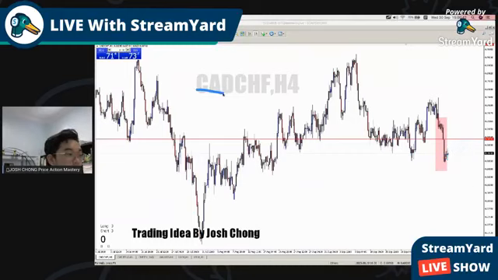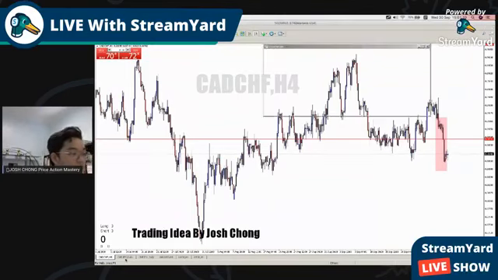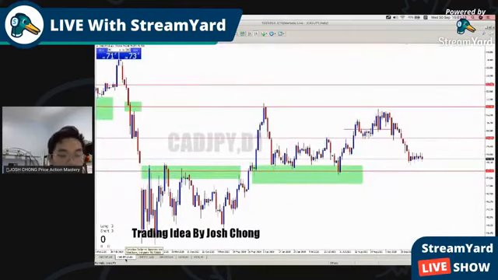So if CAD drops, every pair that is correlated with CAD will be strengthened. Let's say Euro CAD, Euro at the front and CAD at the behind. So if CAD weak, Euro will go up. So this is what we call correlation. This will also be taught in the class. Sometimes if you trade correlation, you can get much more idea of what the market is happening.